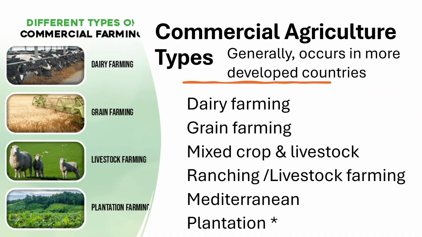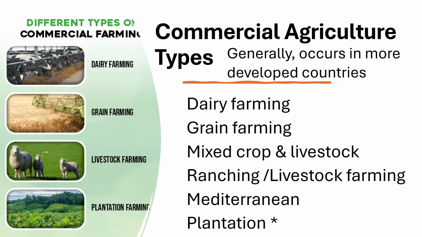Commercial agriculture generally occurs in more developed countries where they have a lot of technology. It includes dairy farming, grain farming, mixed crop and livestock. In other words, you're growing your crops, but feeding your animals, and then you sell animals. Ranching and livestock. Mediterranean agriculture occurs in very specific areas on the west coasts of countries or continents. And then there's plantation farming.